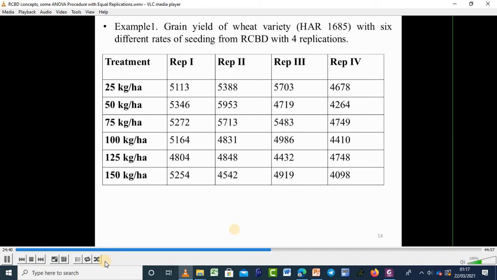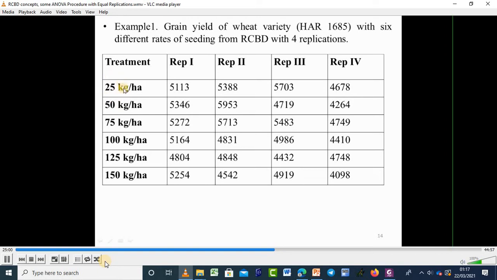Here is an example conducted with RCBD, the yield of wheat variety HAR 6085 with 6 different rates of seeding, laid out by RCBD design with 4 replications. Here are the replications and here are the treatments.